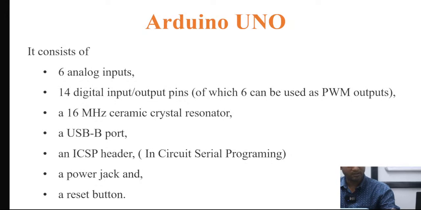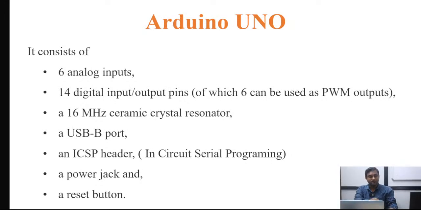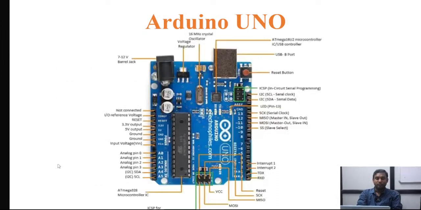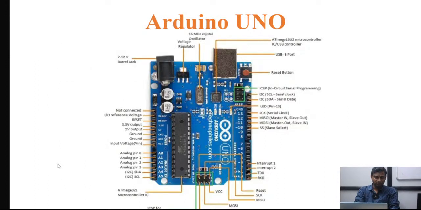You can see in this diagram the different things embedded in this Arduino board. This is a barrel jack, which takes 7 to 12 volt to power the whole Arduino board. Then there is a voltage regulator, and one 16 megahertz crystal oscillator. This is the USB B port, a USB B type port. Then this is the reset button.